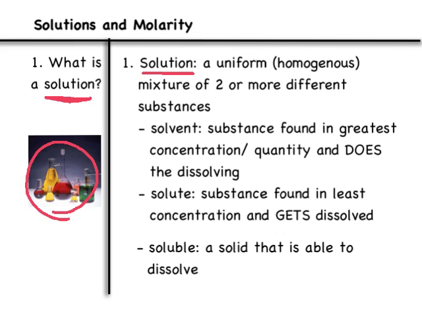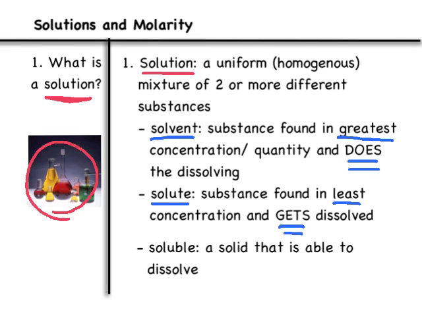All right, so when we have a solution, we have two different components. The first is what we call a solvent, and that is the substance found in greatest concentration or quantity, and this one is going to do the dissolving. On the other hand, we have what's called a solute. A solute is the part of the solution that's found in least concentration, and it's the one that gets dissolved.